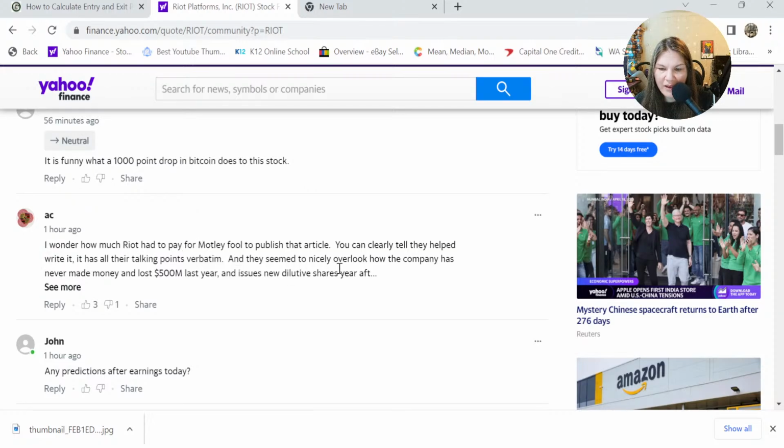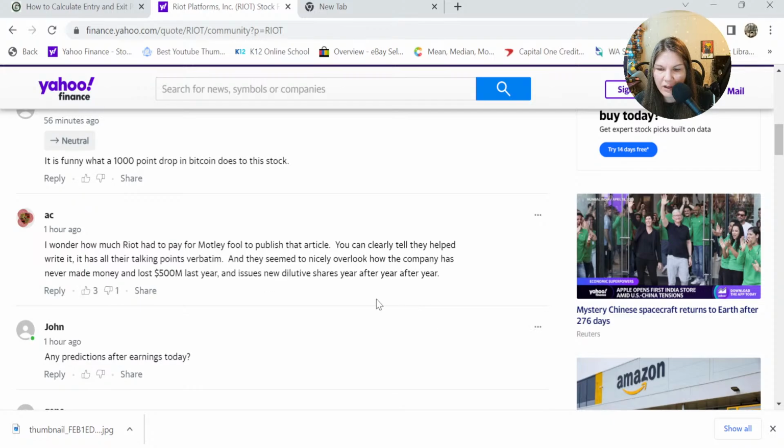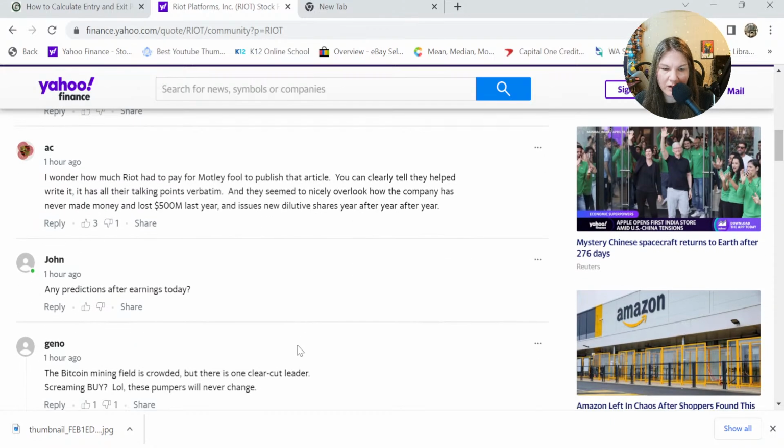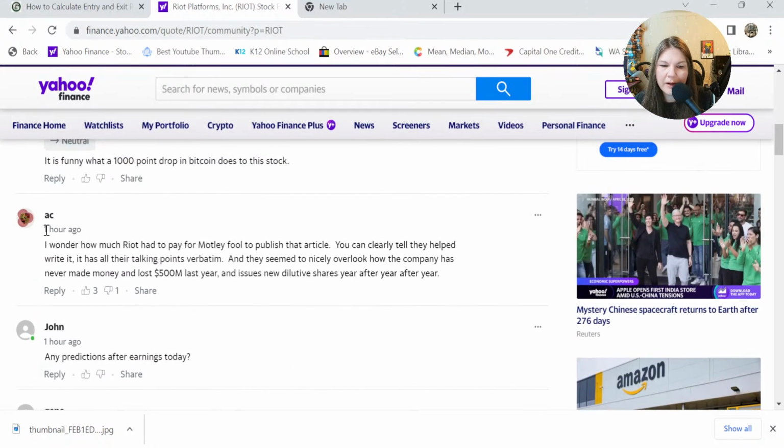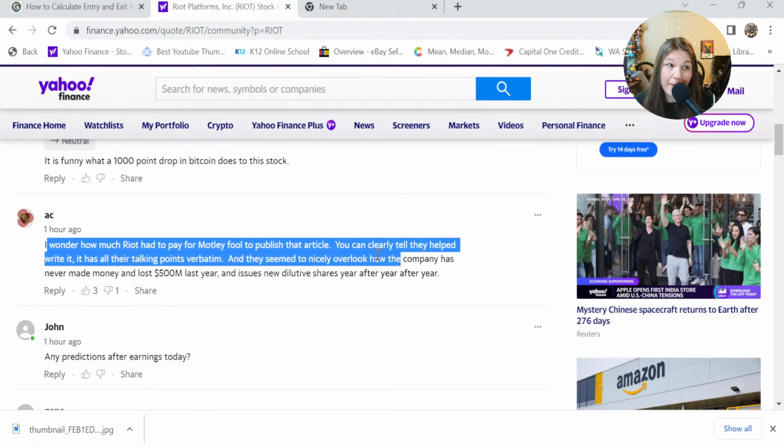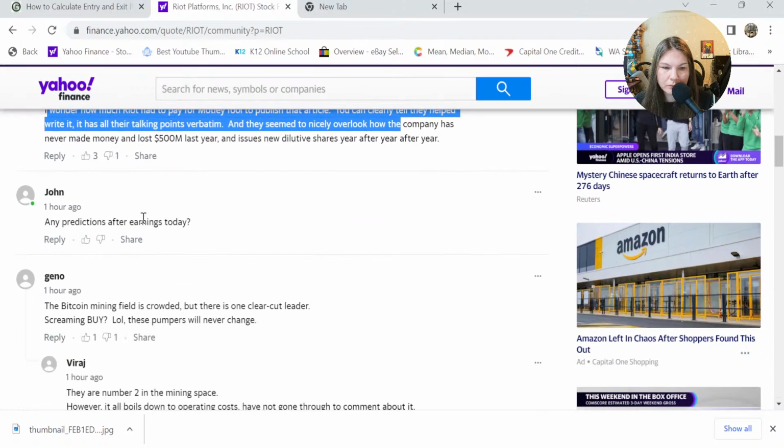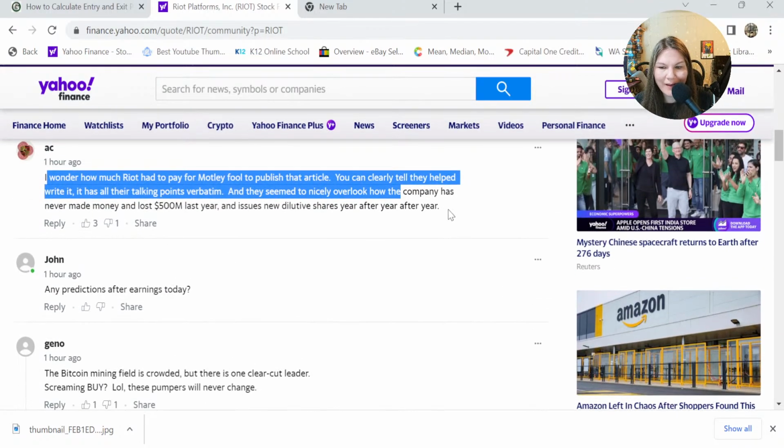And they seem to nicely overlook how the company has never made money and lost $500 million last year. And issues new dilutive shares year after year. So maybe they're not somebody you should have long-term. Maybe you should just buy like a pump and dump. You buy them and you sell them when they go up and down. Day trading.